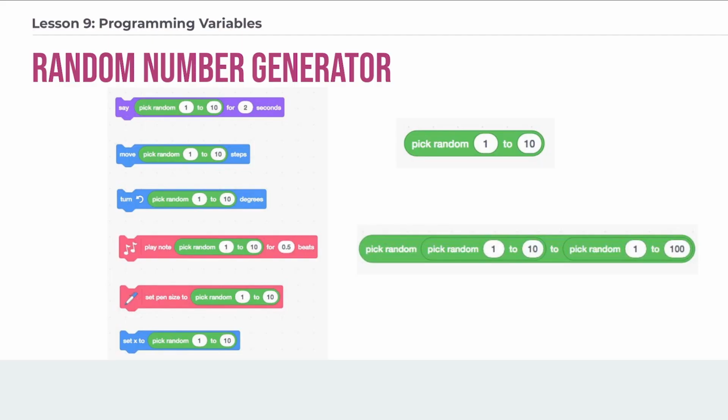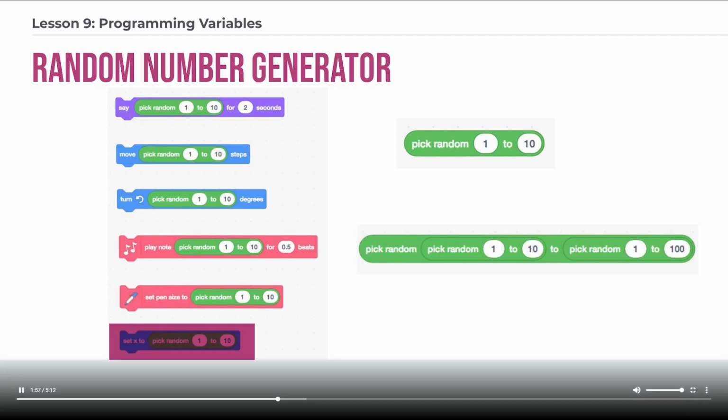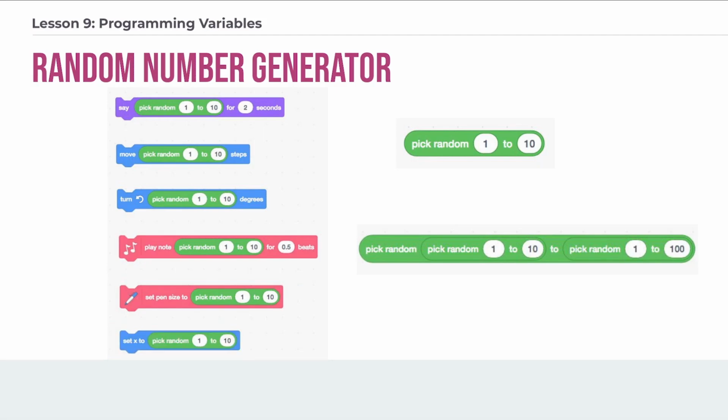And of course, we've got all the options below where we can move a random number of steps. We can turn a random number of degrees. We could even pick some random note and play it for half a second. Selecting a random pen size and setting X to a random position. So take a look at what we've got over here.